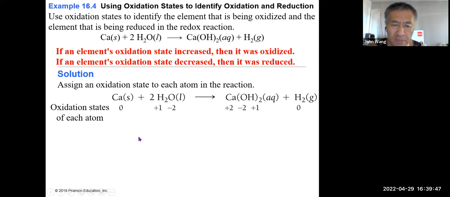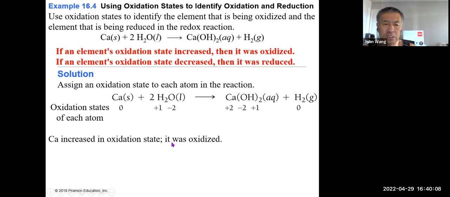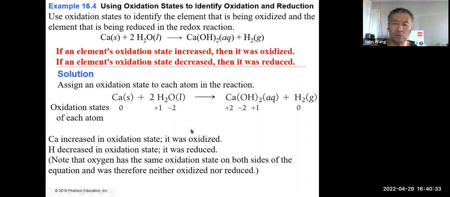Now you see, for two elements, somewhere the number changes. Calcium changed from zero to plus two, so the number increases. And you can see here, if the number increases, the element is being oxidized. So calcium increased in oxidation state, so it was oxidized. Oxygen, nothing happened: negative two, negative two. In some of the hydrogen, it's plus one, plus one, but some of them change. So some of the hydrogen decreased in oxidation state, changing from plus one to zero, so it decreased. Therefore, some of the hydrogen has been reduced.